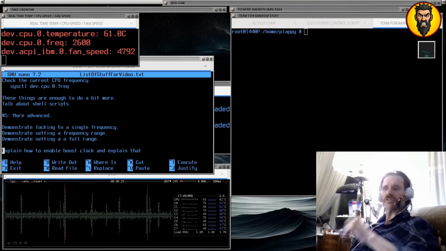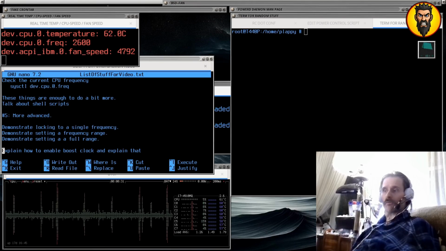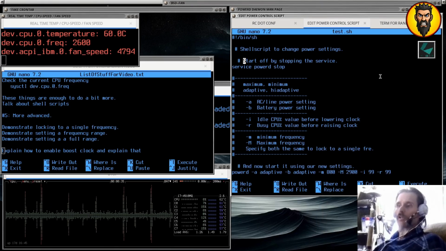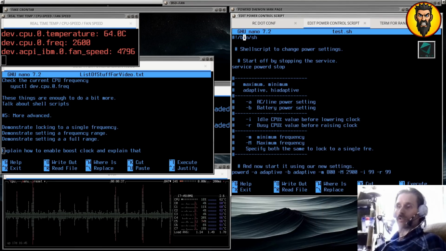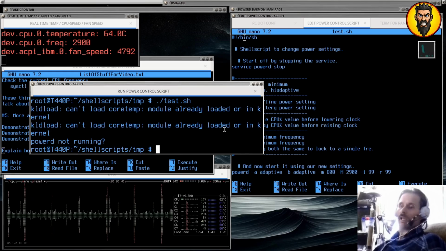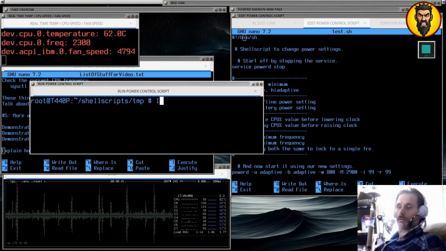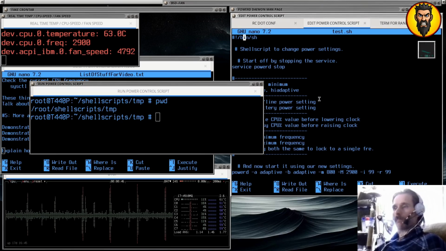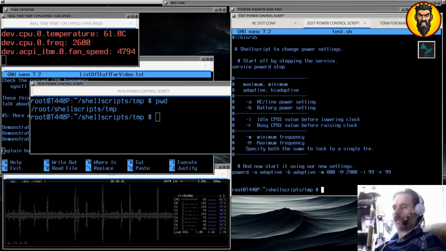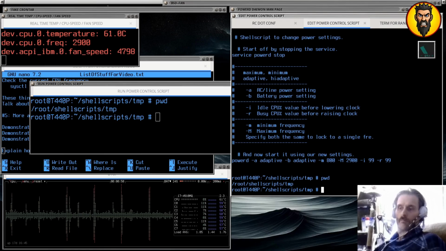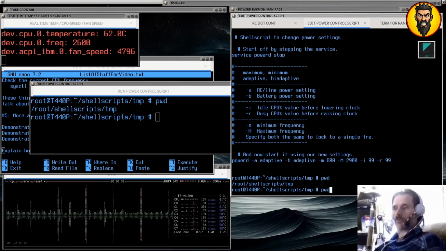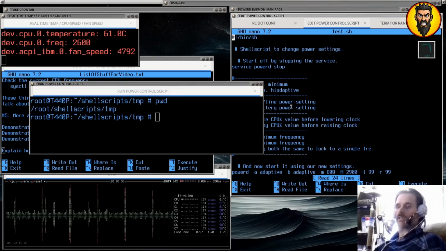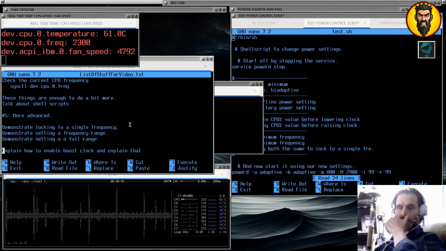Now, you can stuff all the things that we're doing here into shell scripts. In fact, the script that we're going to use here is a shell script called test.sh, and it is in the root shell script /temp directory. If we get out of here and have a look, root shell scripts temp directory. Okay, so we're going to go back to that and go back to our script here.